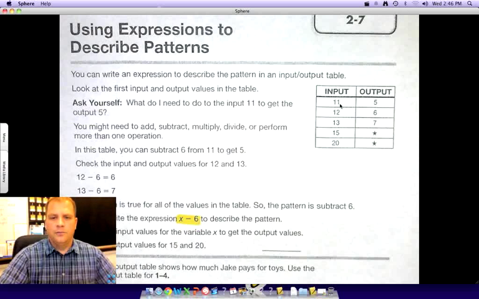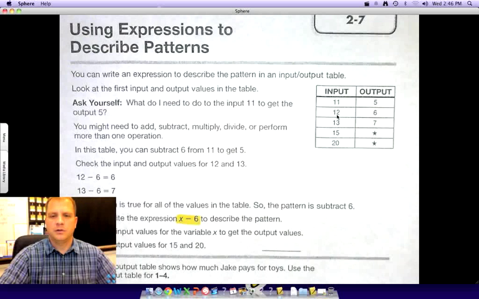If we put in 11 in this input table, and we end up with 5, we have to think about a mathematical operation that was performed on the 11 to get 5. Sometimes it can be addition, subtraction, multiplication, division. Sometimes it can have more than one. In this case, to go from 11 to 5, one thing we can do is subtract 6. If the rule works for the first one, we need to double check and make sure that it works for all of the inputs. Now we are given 2 other inputs.